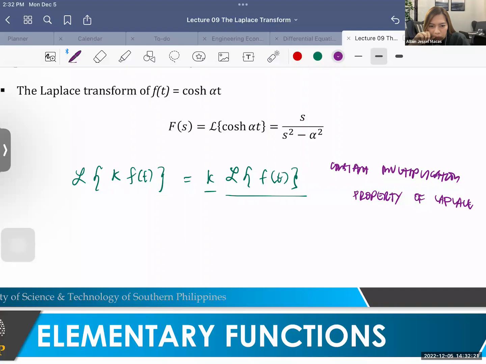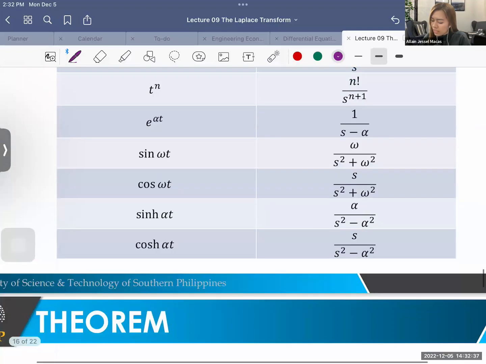Let me see how many examples I have here. I think I have one example per theorem. Okay, sige, class.